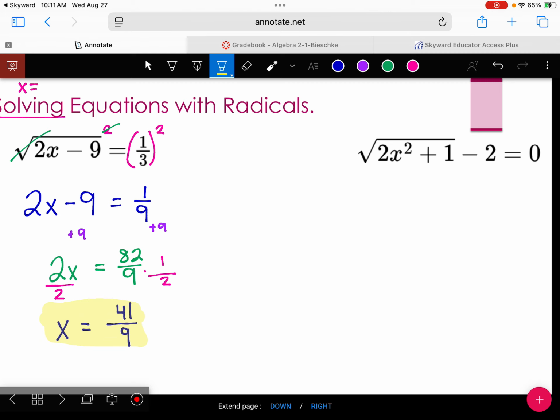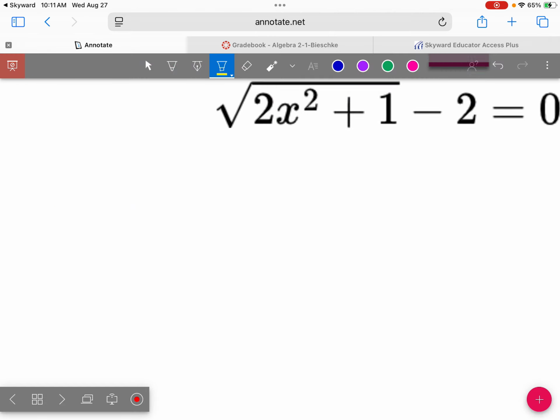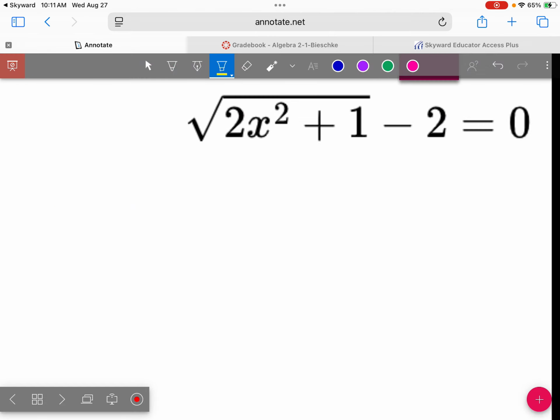Questions on this first one? Okay, let's look at the right-hand one. We got the square root of 2x squared plus 1, and then minus 2, all equal to 0. What do we need to do first? Add the 2 on both sides.